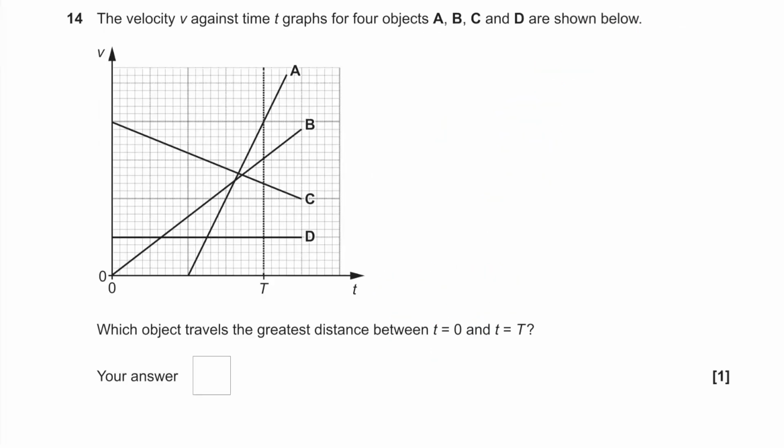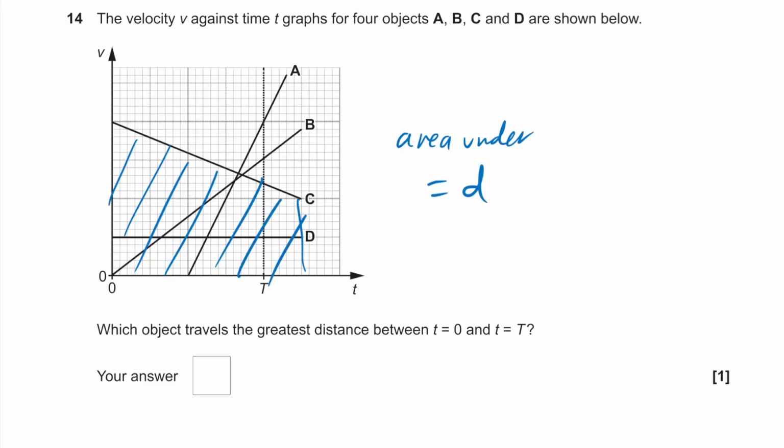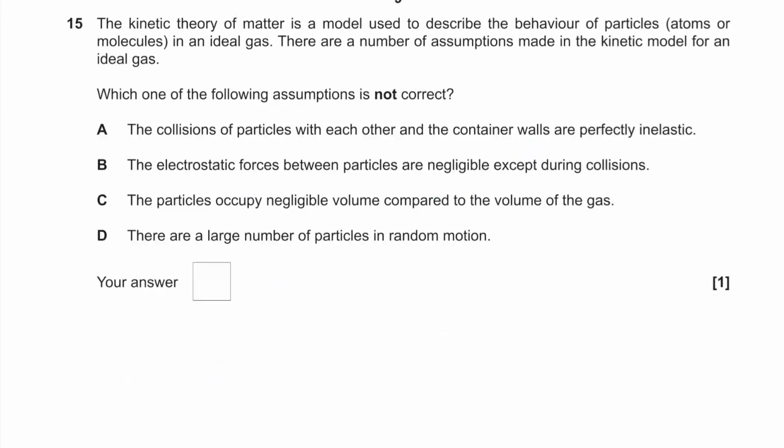14. Which one travels the greatest distance between T0 and T? Well, it's the one with the greatest area, isn't it? Because we know area under the graph is equal to the distance, and so surely it has to be C, because this is the one with the massive distance, isn't it? C it is.